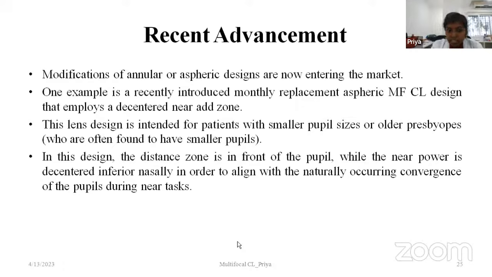This lens design is intended for patients with smaller pupil size or older presbyopes, who are often found to have smaller pupils. In this design, the distance zone is in front of the pupil, while the near zone is decentered inferior nasally in order to align with the naturally occurring convergence of the pupil during the near task.